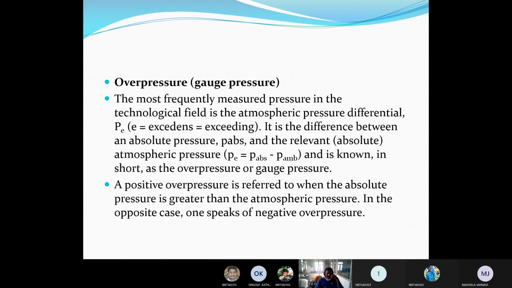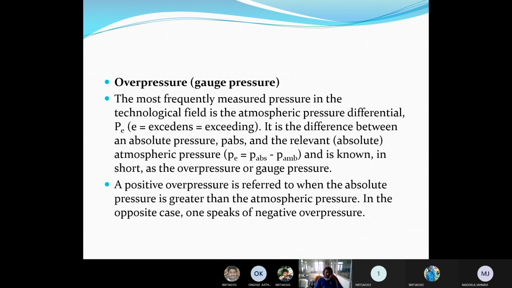Overpressure or gauge pressure. The most frequently measured pressure in the technological field is the atmospheric pressure differential. It is the difference between absolute pressure and atmospheric pressure. This is known as the gauge pressure. Simply, a gauge pressure is a pressure measured by pressure measurement gauges, or any other instrument, and we can call them gauge pressure.